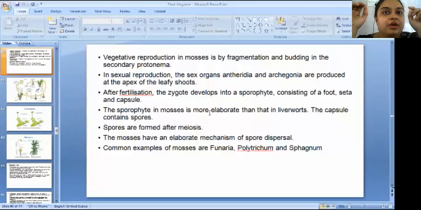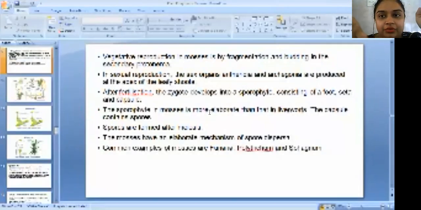How will vegetative reproduction occur? Of course, through fragmentation. Sexual reproduction involves sex organs, antheridia and archegonia, present at the apex of the leafy shoot. After fertilization, the zygote will develop into the sporophyte, which consists of foot, seta, and capsule. The sporophyte in mosses consists of the capsule, which contains spores.